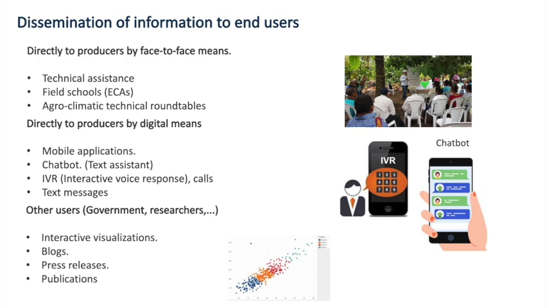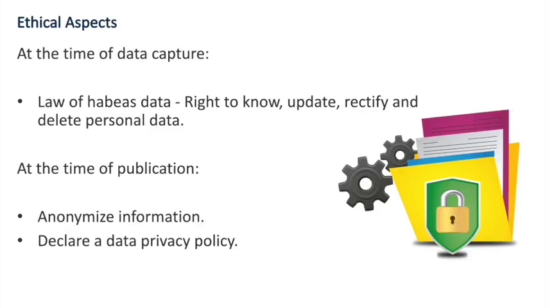And there's another type of user that isn't necessarily producers, but for example, the scientific community, people that work in the government. So these people can also be delivered information so that they can keep on working on these topics through interactive visualization, blogs, press releases, scientific publications. So every group of decision makers or stakeholders should be given certain technologies.